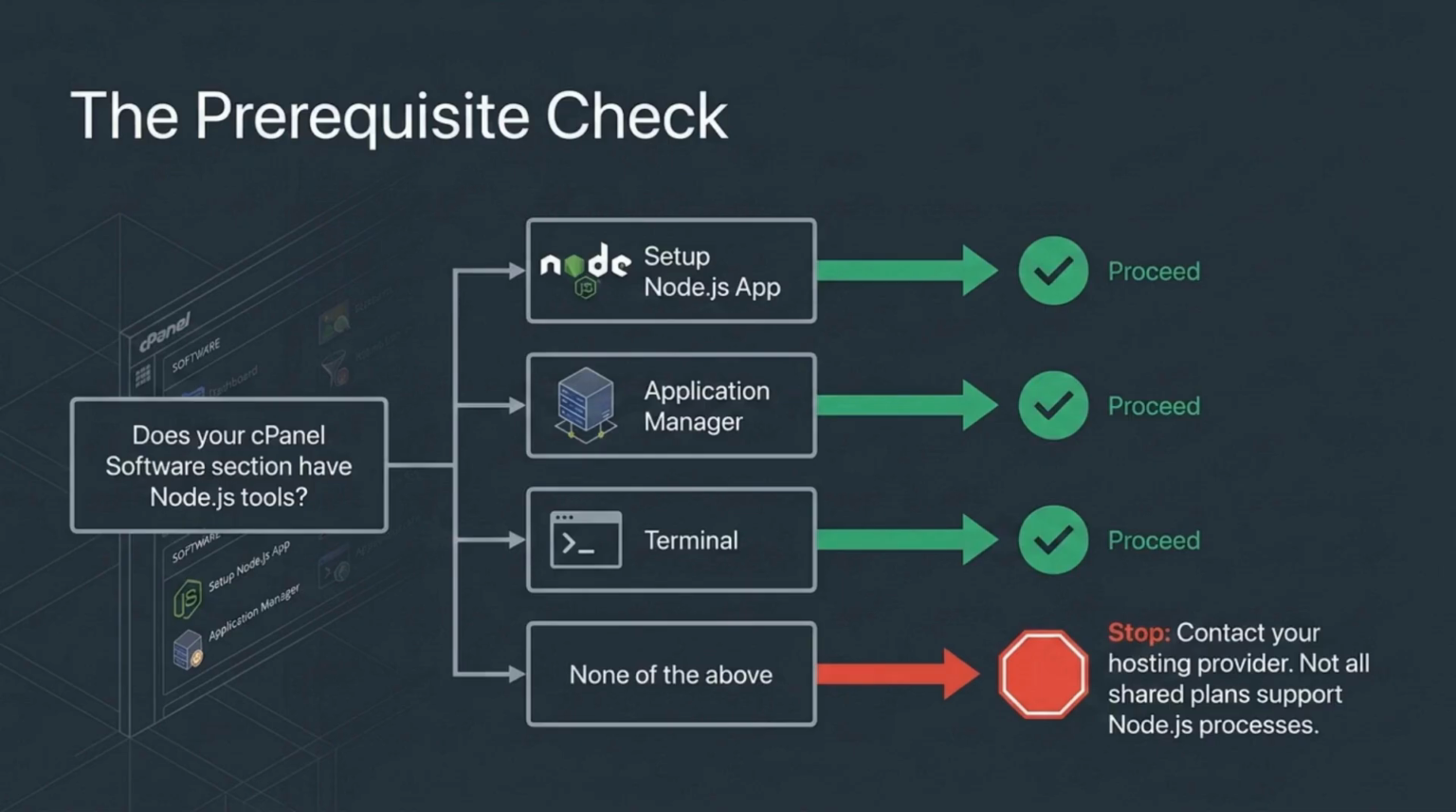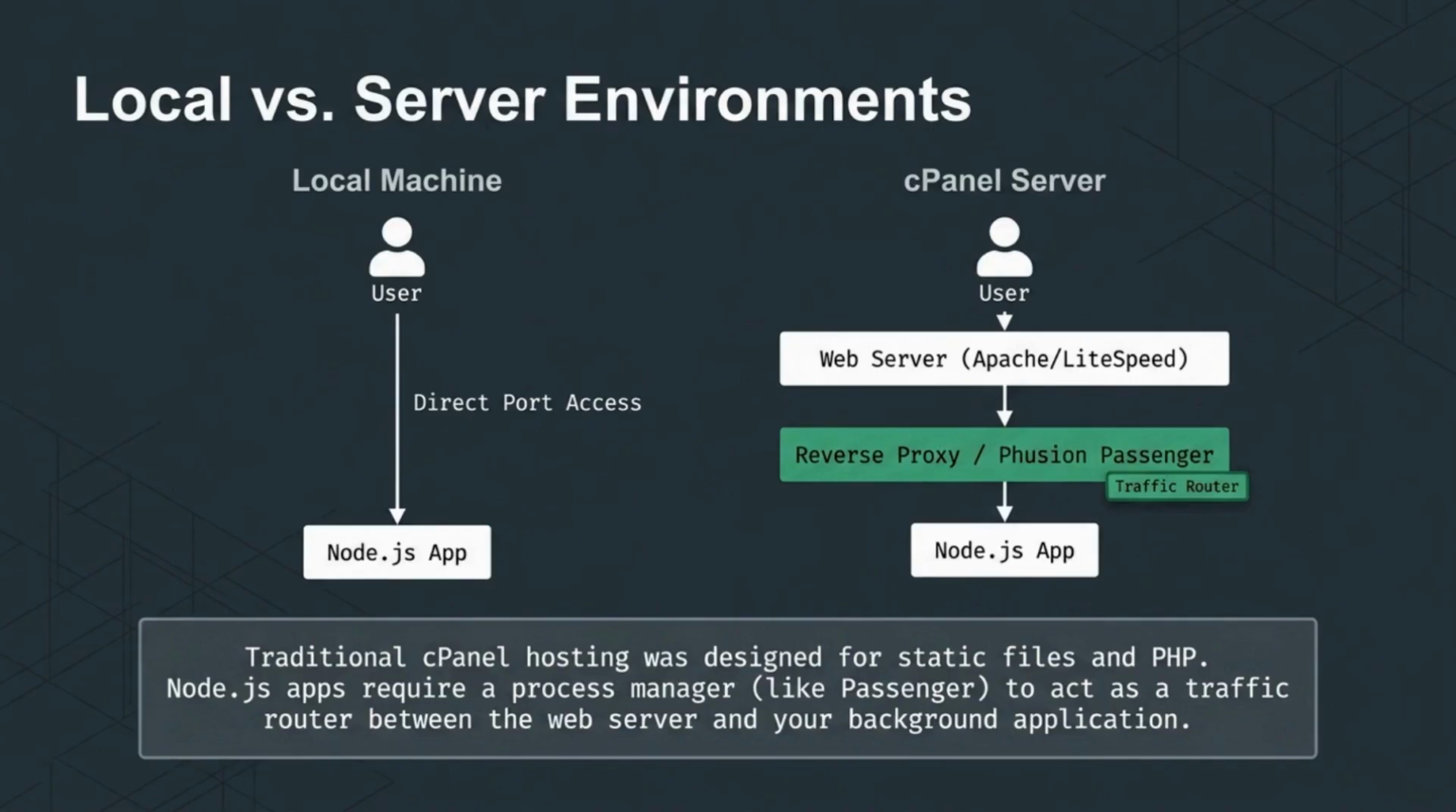Right, let's start with a prerequisite check. Have a look in your cPanel software section for Setup Node.js App, Application Manager, or the terminal icon. If you can't spot any of these, you'll need to contact your hosting provider to ensure node processes are actually supported on your plan. It's vital to understand the difference between local and server environments.